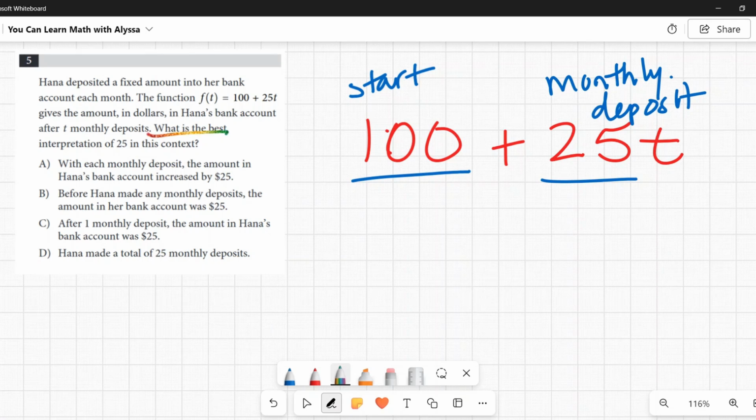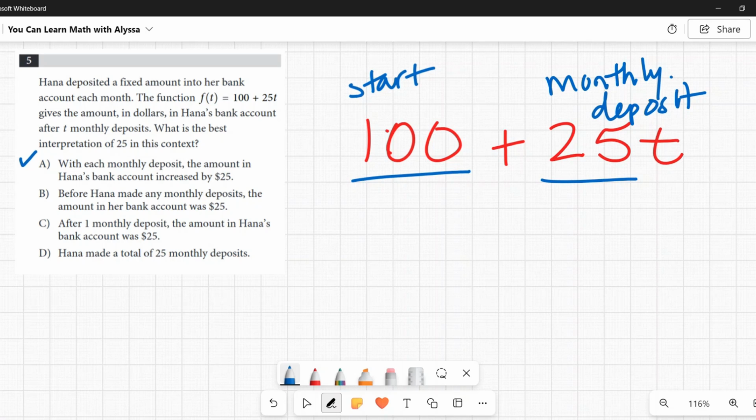So their question, what is the best interpretation of 25 in this context? Okay, A: with each monthly deposit, the amount in Hannah's bank account increased by $25. That sounds good. I think that's viable, but let's check the others just to be sure there's not one that might be slightly more accurate.